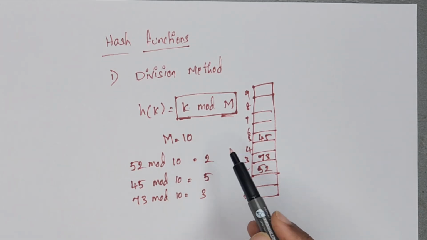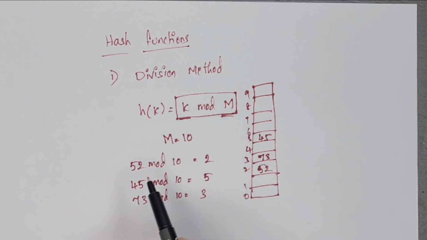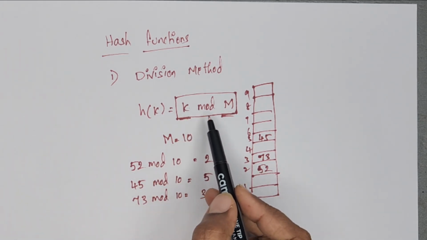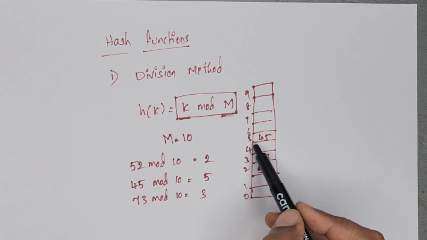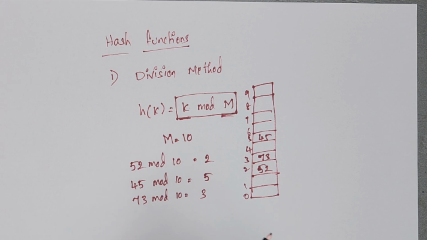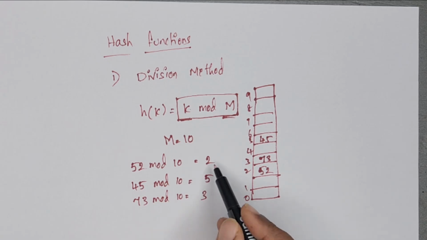Whenever you are going to search for an element, for example, I want to search where 45 is. Again, I have to give 45 to the same function: 45 mod m, 45 mod 10. Again, it generates the same value, that is 5. So directly I can access the element from the fifth location. This is the advantage of the hash function. There are some advantages and disadvantages for each and every method. The advantage is that you can calculate this quickly. It is a very simple method.